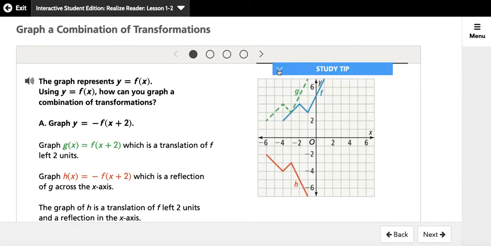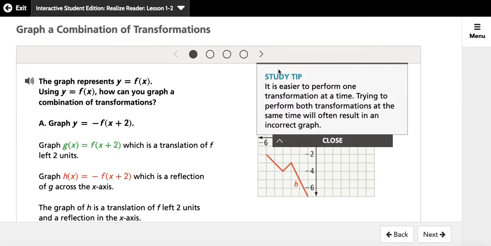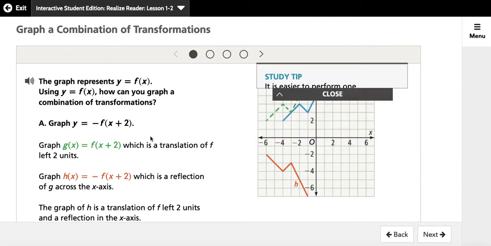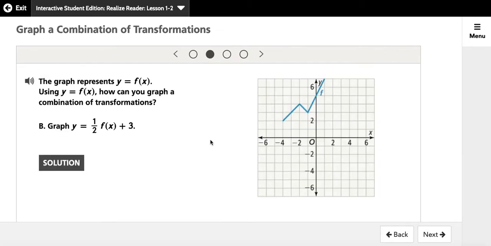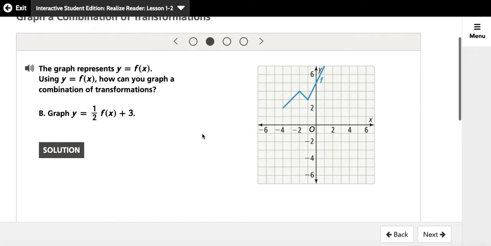Okay, what was this study tip? It's easier to perform one transformation at a time, definitely. That's what we did here. We did the x plus 2, and then we did the negative. Let's see what we have here. We're starting with the same graph of f. This time we want to graph y equals 1/2 as a multiplier, f of x, and then the whole thing is plus 3.